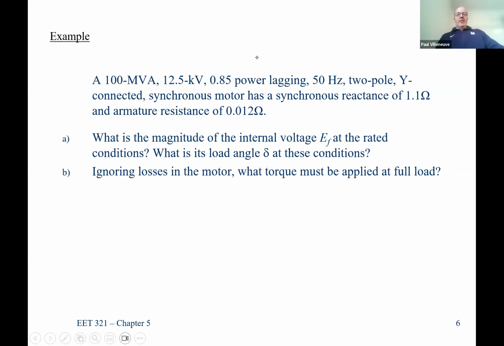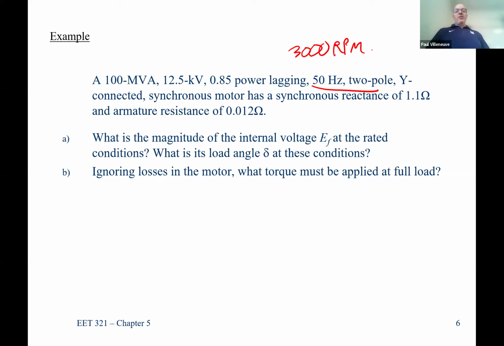So let's take a look at an example. 100 MVA, decent sized generator. 12.5 kV, 0.85 lagging power factor, 50 hertz. Okay, mix it up a little bit for us. It's a 2-pole Y-connected machine. These two pieces right here tell me what the synchronous speed of operation is. What's the synchronous speed? 3,000 RPM, right? Because in 60 hertz land, it's 3,600 RPM for a 2-pole machine. In 50 hertz land, it's 3,000 RPM. So to get the speed, that's all I need to know.